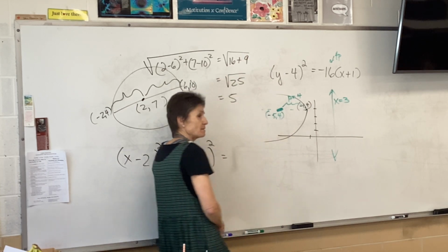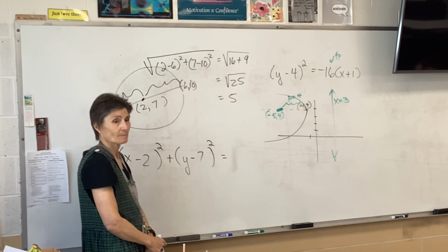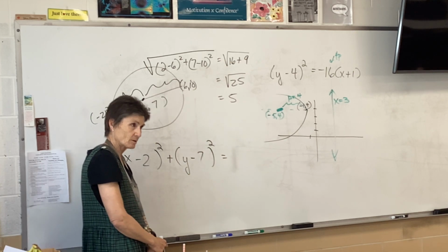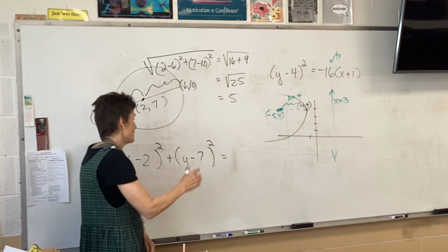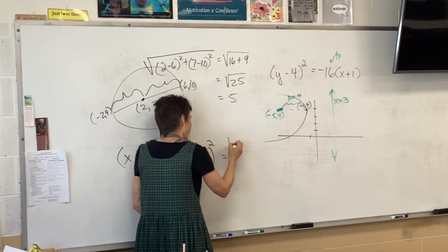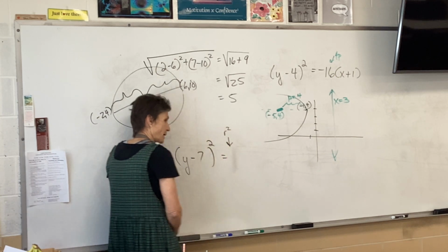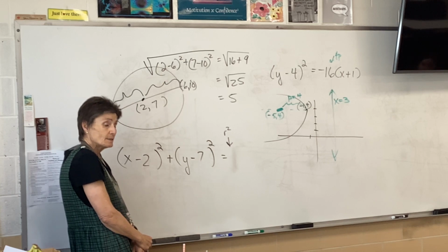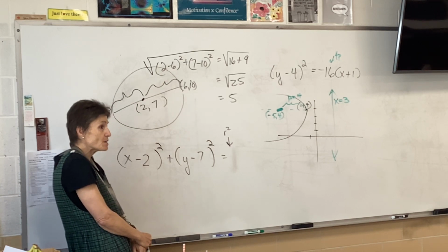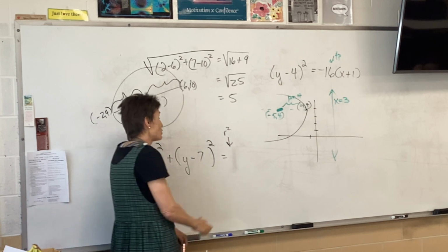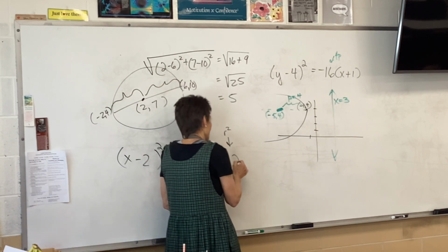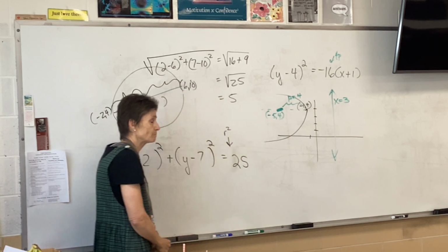Does that distance work out to be 5? Usually it's a radical. In the equation always goes r squared. Make a note of that. Remind yourself, in the equation always goes r squared. So what number is going to go here? 25. R squared.